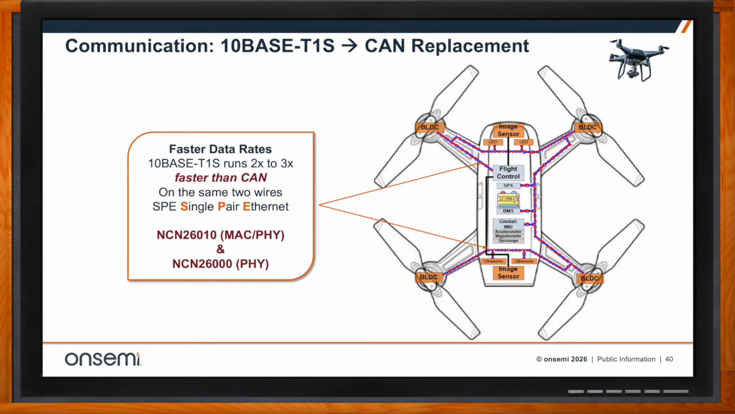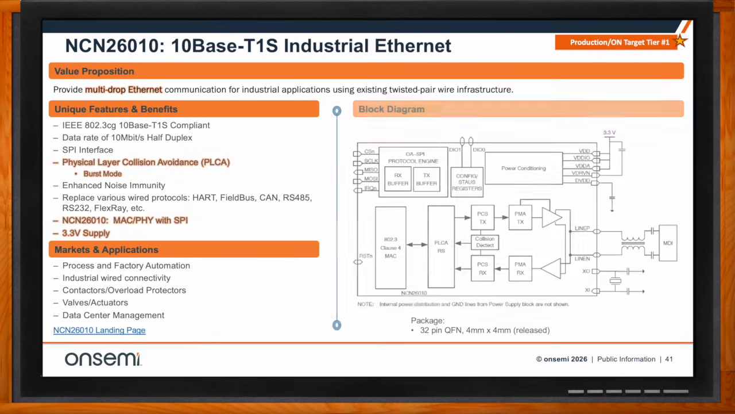So you get the best of both worlds, and now you're doing Ethernet instead of CAN. So there's an advantage there. And we have 2 devices for that. The first device is the NCN 26010 10BASE-T1S industrial Ethernet controller. It has a SPI bus to interact with a companion MCU, where that companion MCU would send it the Ethernet frames. And then this sends the frames out across a single pair Ethernet on the far right.